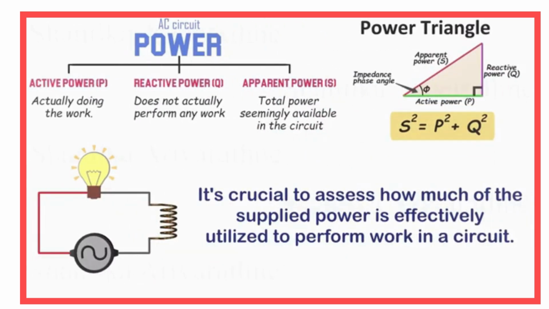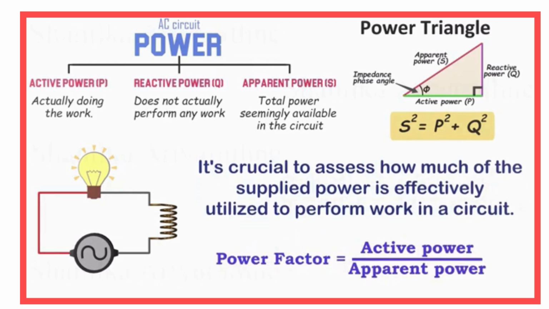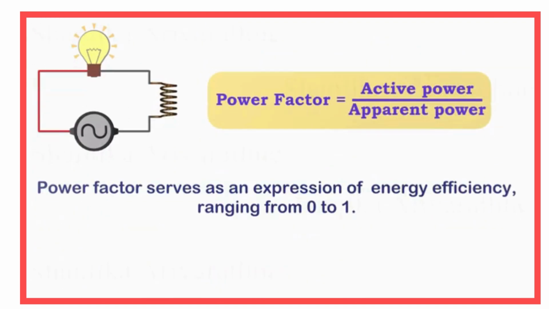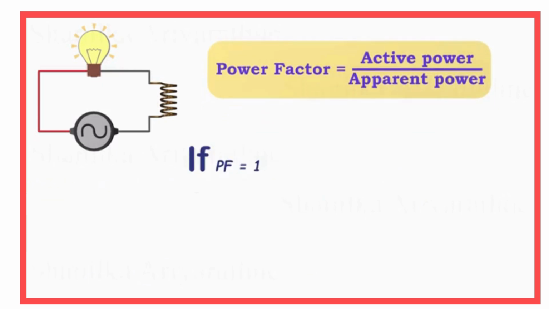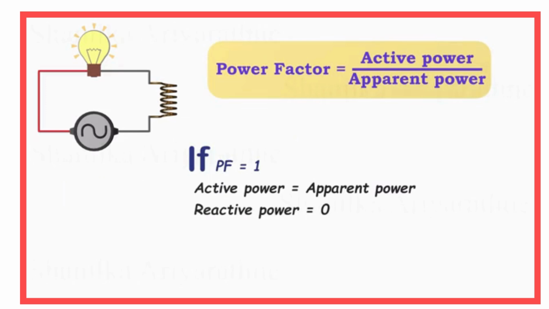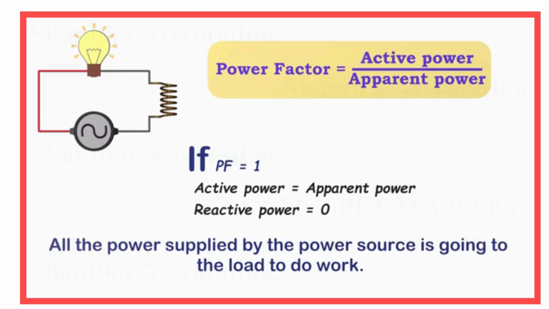When powering up any type of load, it's crucial to assess how much of the supplied power is effectively utilized to perform work in a circuit. Engineers utilize the ratio of actual, real power to the apparent power, termed as the power factor of a circuit. Power factor serves as an expression of energy efficiency, ranging from 0 to 1, typically represented as a percentage. The lower the power factor, the less efficient the power usage. If the power factor is equal to 1, that means active power and apparent power are equal, hence there is no reactive power. All the power supplied by the power source is going to the load to do work.